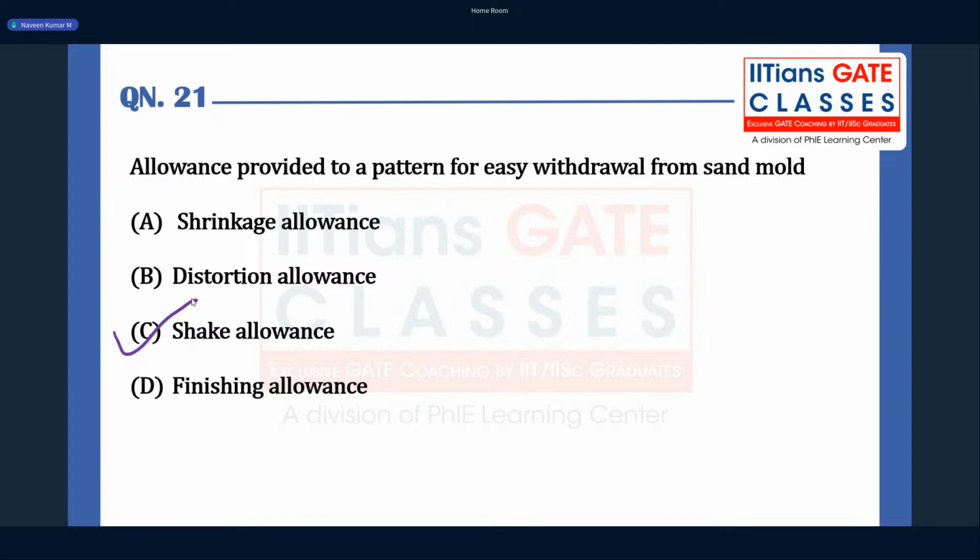Finishing: because you have some sandy particles fixed onto the surface of the molding, on the final part you have to do some kind of grinding operation so that your surface finish is good. So for that, you increase your elements. That is your finishing allowance. Very simple question, right? Seconds only. Next.